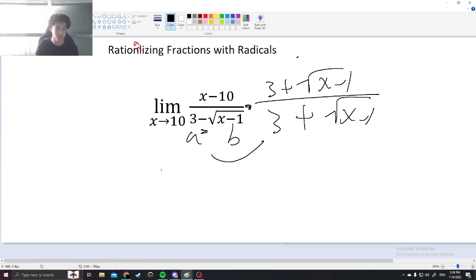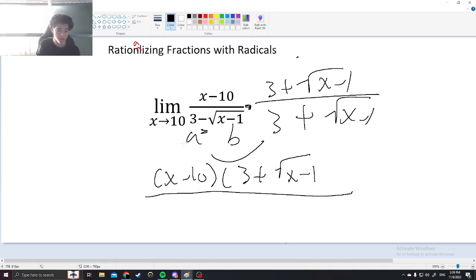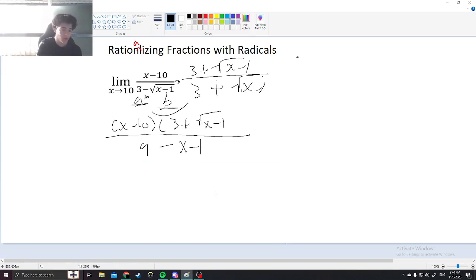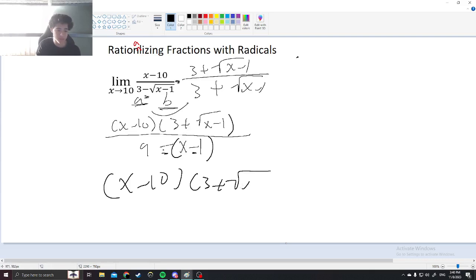And then we multiply this out, what do you get? You get x minus 10 times 3 plus square root x minus 1, all over a squared, 9, minus b squared, x minus 1. So let's make this all super small so that we can fit the rest of this problem. You can't forget the parentheses because this negative has to distribute. You have x minus 10 times 3 plus square root x minus 1 all over negative x plus 10.